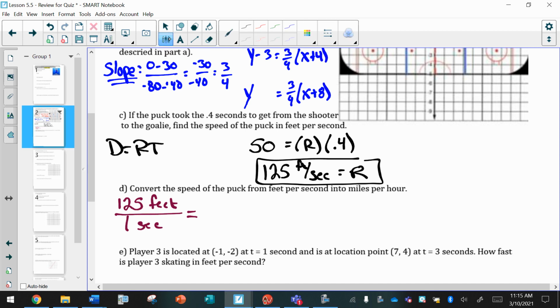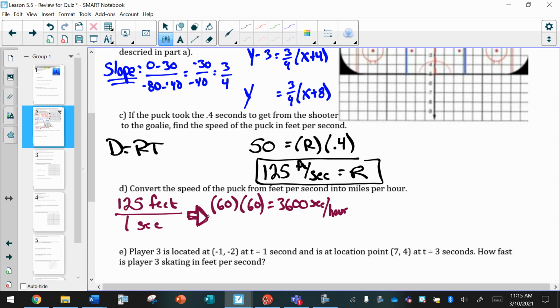So here's what you're going to do. Hopefully you were thinking about that. In order to convert into miles per hour, we have to convert our time into hours. There are 60 minutes in an hour and 60 seconds in a minute. So that means there are 3,600 seconds per hour.